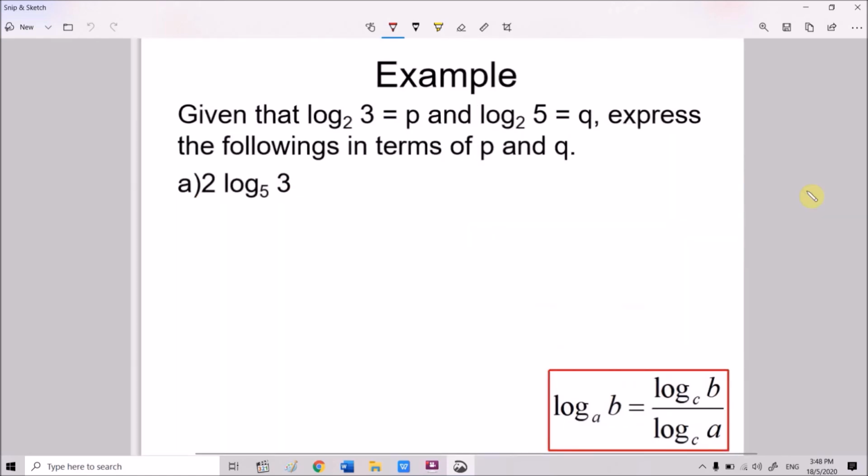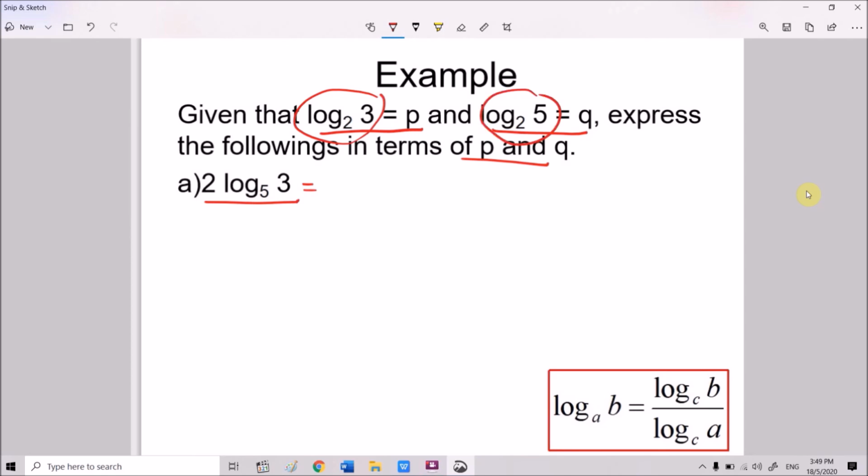Now we look at a different type of question. We are given that log base 2 of 3 equals p, log base 2 of 5 equals q. Express the following in terms of p and q. Okay, so we want to express this in terms of p and q, meaning that you need to convert this into terms which are a combination of this and this. So the first thing we always look for is the base. You see this has base 5, here we have base 2.